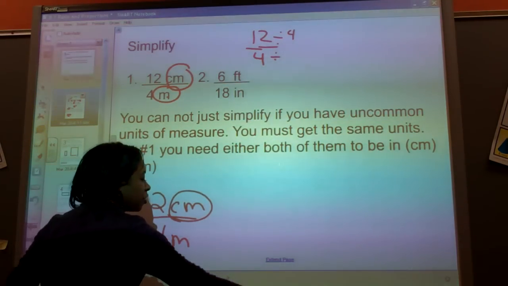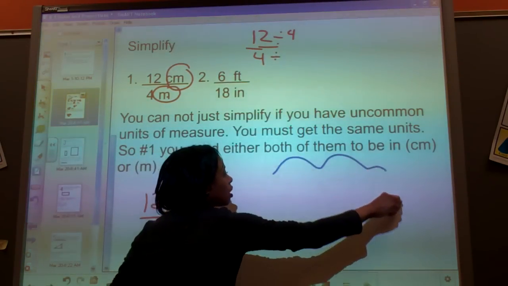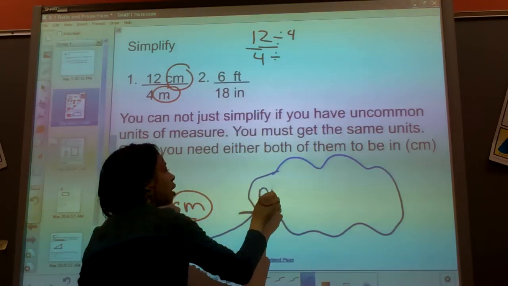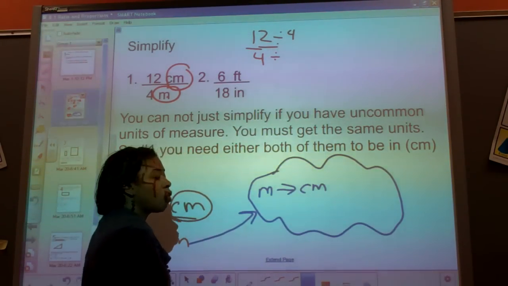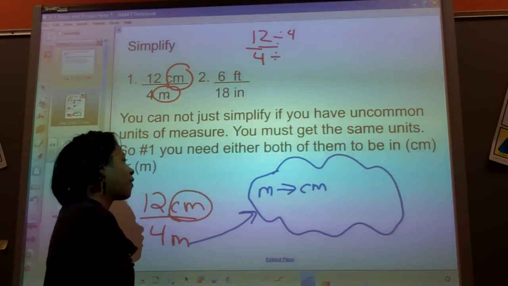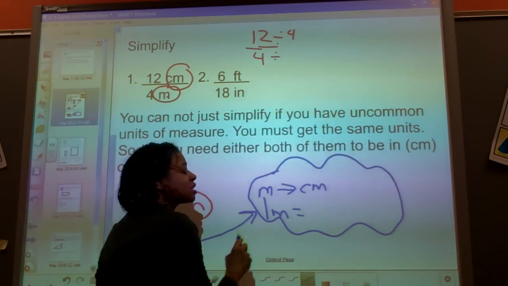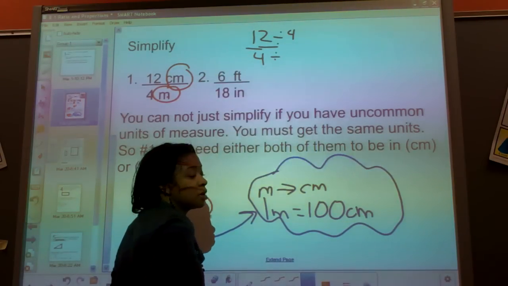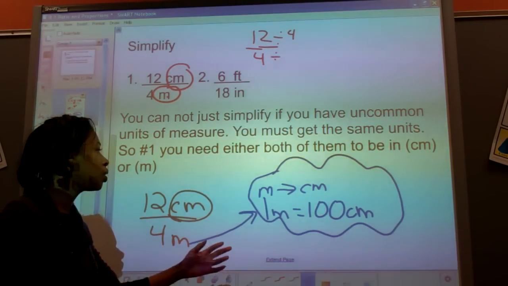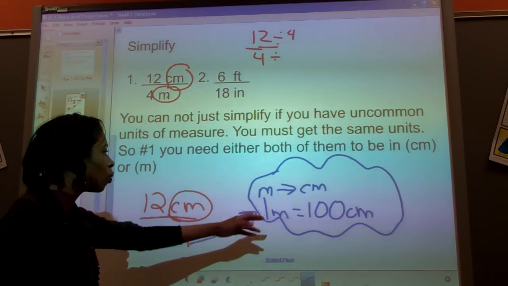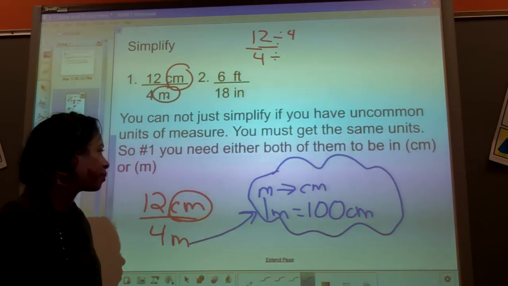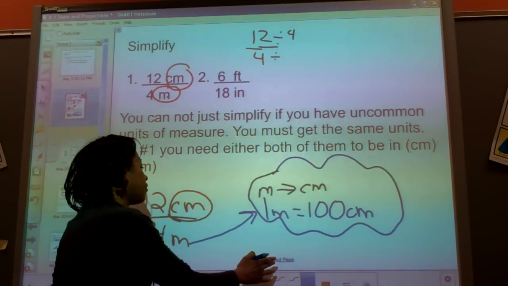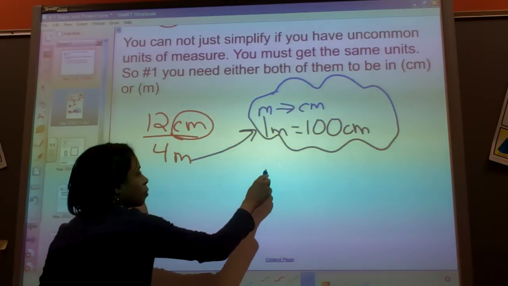So here's me thinking to the side. I'm going to draw a little cloud. And I'm going to put these meters, they're going to go to centimeters. And the question is, how many is there? If I have 1 meter, that's equal to how many centimeters? 100 centimeters. I have to know that conversion. Okay, you can look it up on your phone, on the internet, or what have you, but they have to be the same.